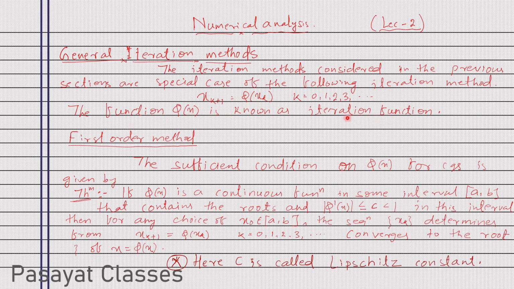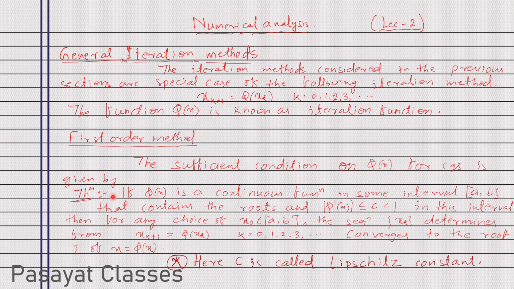So let us first discuss what a first order method is. The sufficient condition on phi(x) for convergence is given by a theorem. If we write f(x) as our given function, and from this we get another function phi(x), then the theorem says when this converges.